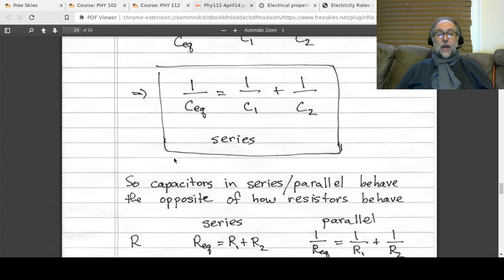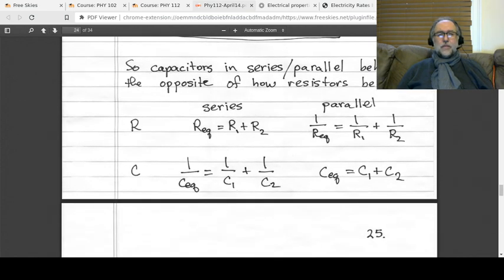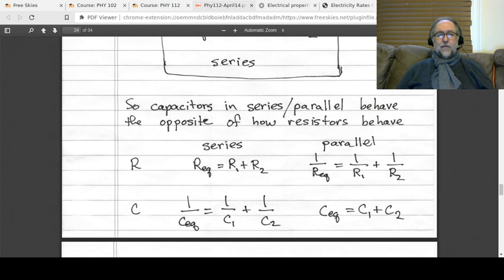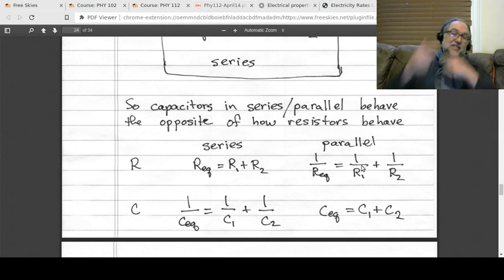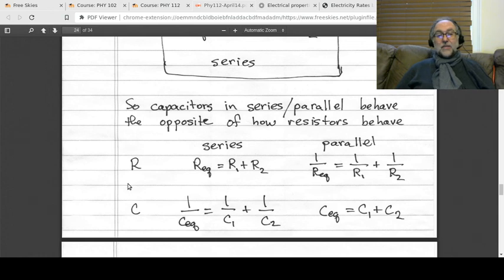Now, at this point, you're going, this is the opposite of what we had for resistors. That's right, so don't confuse the two. With resistors, when they're in series, their resistances add, but when they're in parallel, their reciprocals add. For capacitors, it's the other way around. When they're in series, it's the reciprocals that add, but when they're in parallel, it's just the capacitances that add. So don't get confused. This sometimes causes confusion, but it shouldn't. It's just that they work opposite one another.